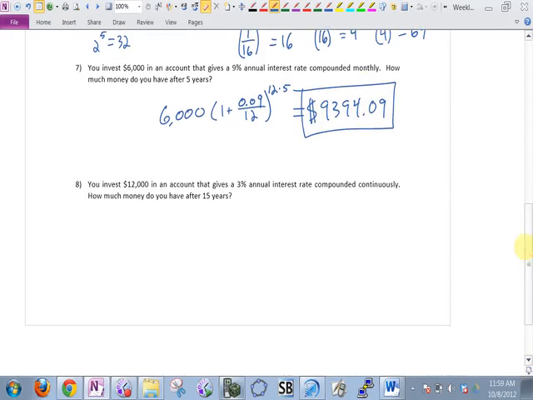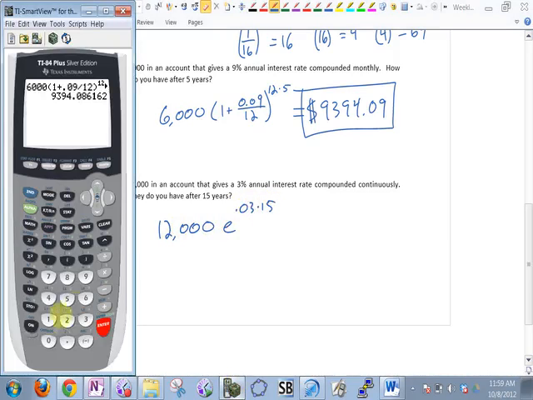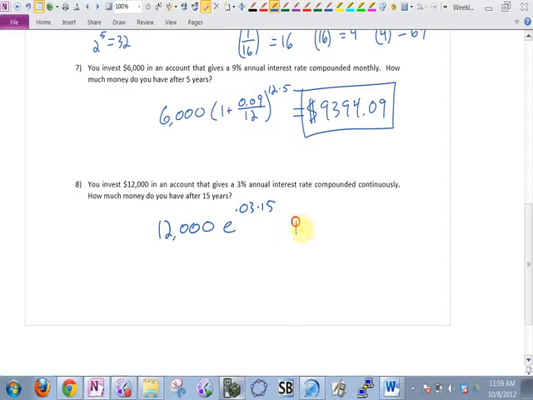Okay. A lot of people wrote 1,200 instead of 12,000. So that was just totally misreading the question. I usually don't take points off for that. So that's 12,000 times e to the 0.03 times 15. So we have 12,000 times e raised to the 0.03 times 15 power, 18,819.75. Okay?